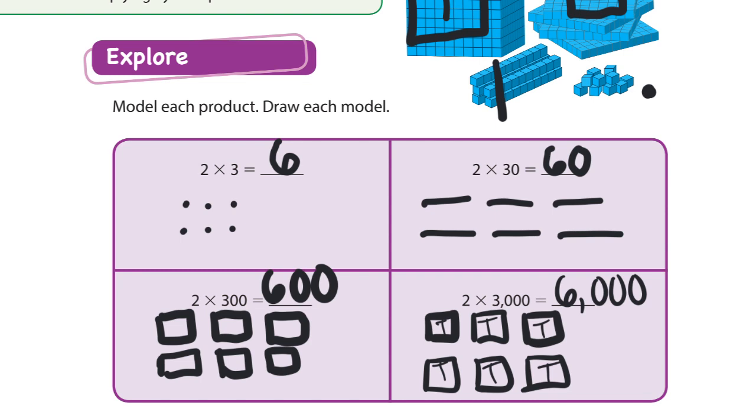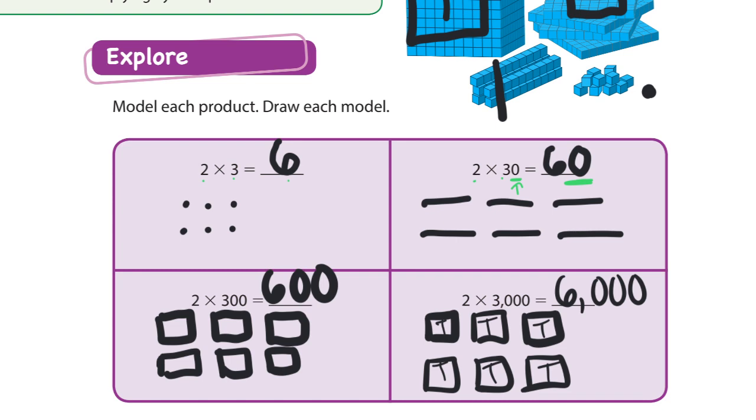In class, and we've talked about this before, we discussed the pattern that we notice in the answers or in the products. So I see here when I have 2 times 3, my answer is 6. And then when I have 2 times 30, I almost have the same digits. I have a 2, I have a 3, but this time I have a 0. My answer now has 1 zero, just like in the factors.